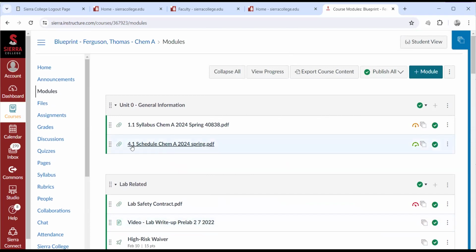Now notice on this general information, it says 4.1. The old one was 4.0.